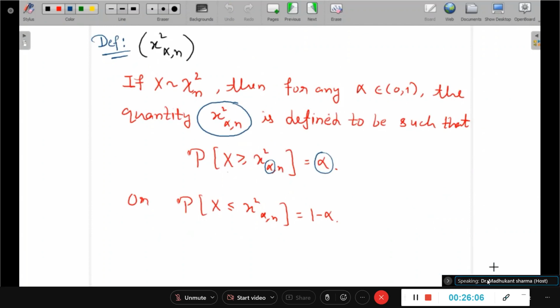Now, like we have defined the 100(1 minus alpha) percentile in case of normal variate, similarly here also for the chi-square distribution. Recall this was z alpha. Now here it is x square, the square is for making it positive. This 2 stands for chi-square, n stands for the degree of freedom, and alpha stands for any number between 0 and 1.